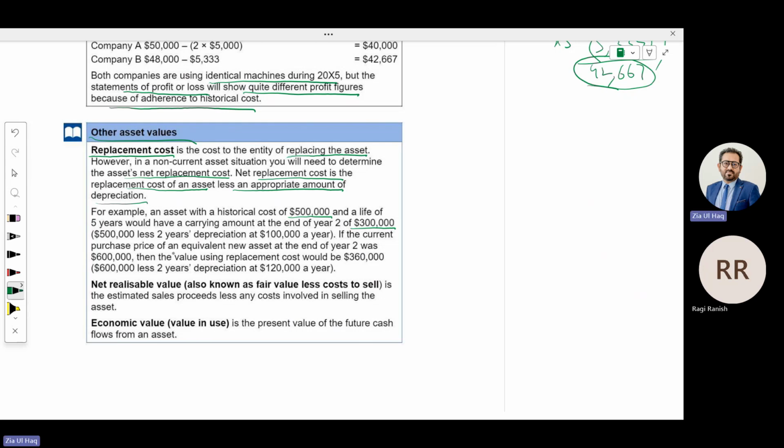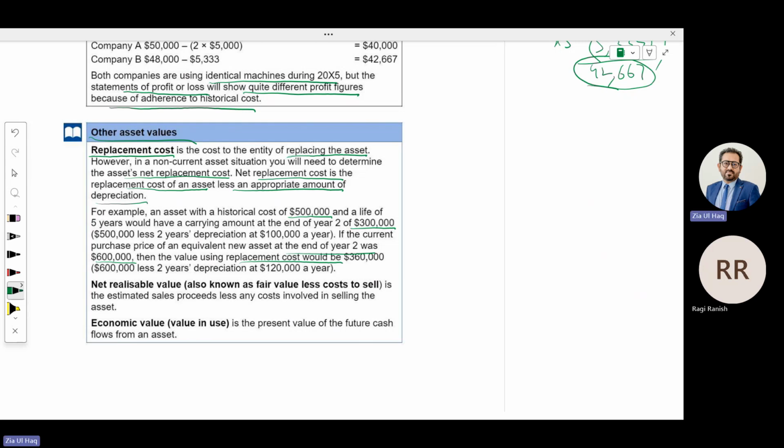If the current purchase price of an equivalent new asset at the end of year 2 was 600,000, then the value using replacement cost would be 360,000. Because if we use that other asset at the current price for 2 years, the depreciation will ultimately be 240,000 and the carrying value will be 360,000. So we cannot replace the old asset with a new asset for a similar amount.